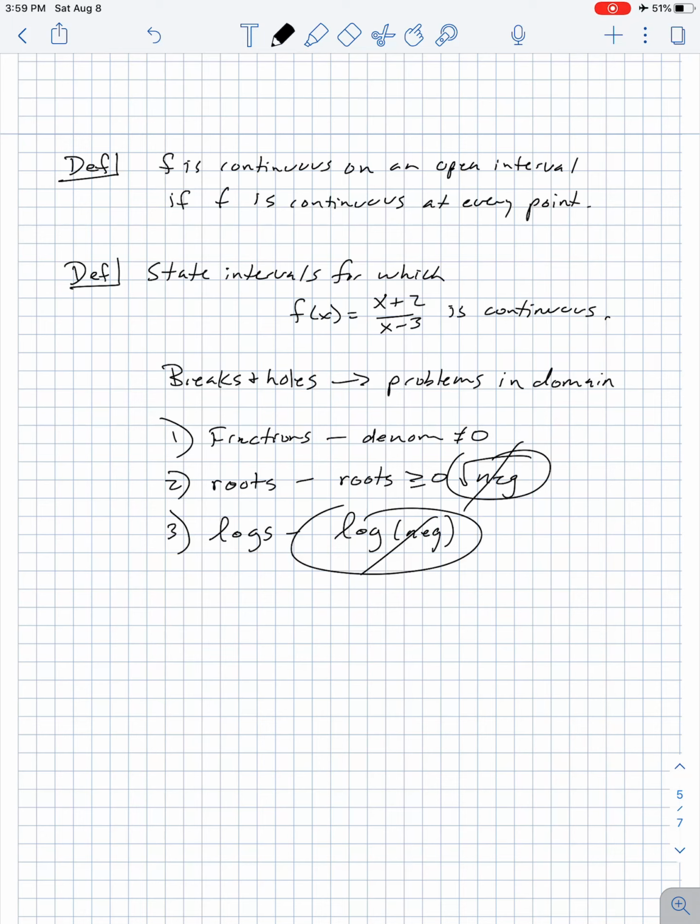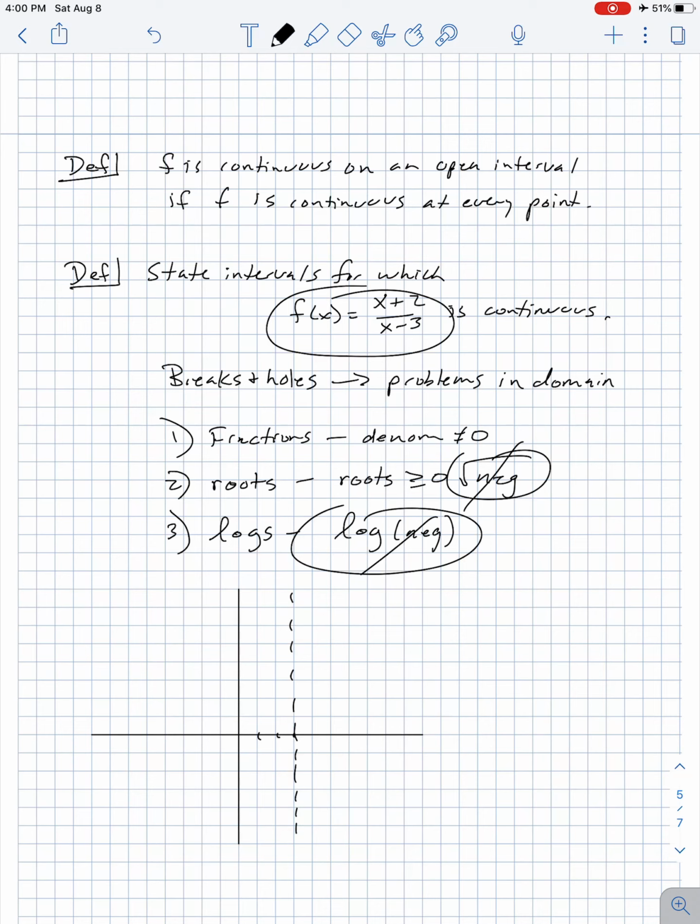There are also some domain issues with trig functions, and I'm not going to go into those here. If you need some help with those, let me know, but we talked about how secant, cosecant, tangent and cotangent have asymptotes. Those are also breaks in the domain. So if I want to know where this function is continuous, what I'm looking for is where does it go wrong.